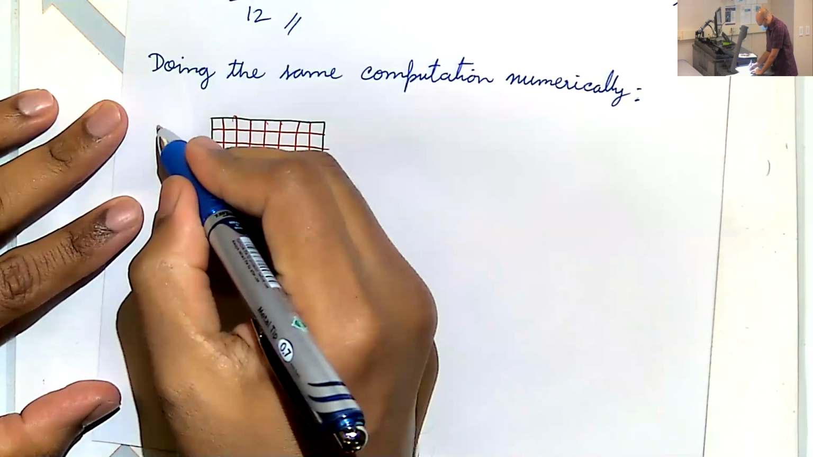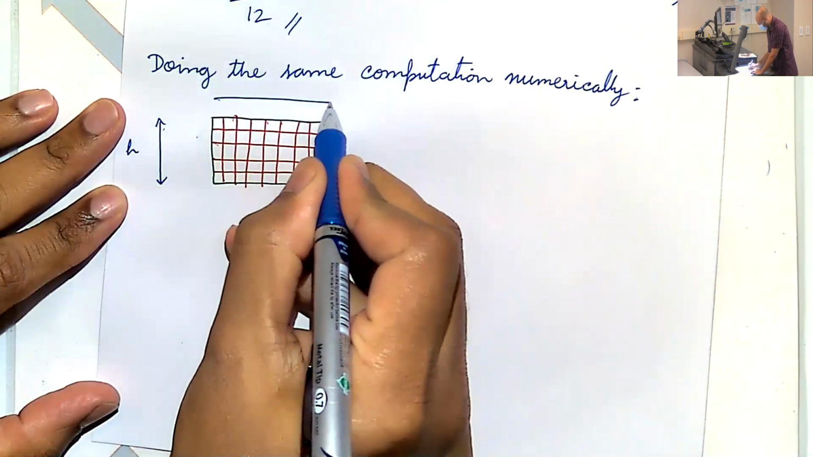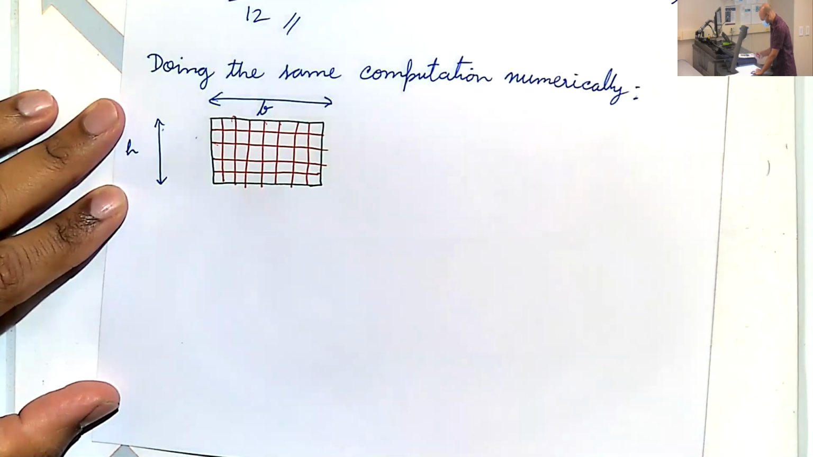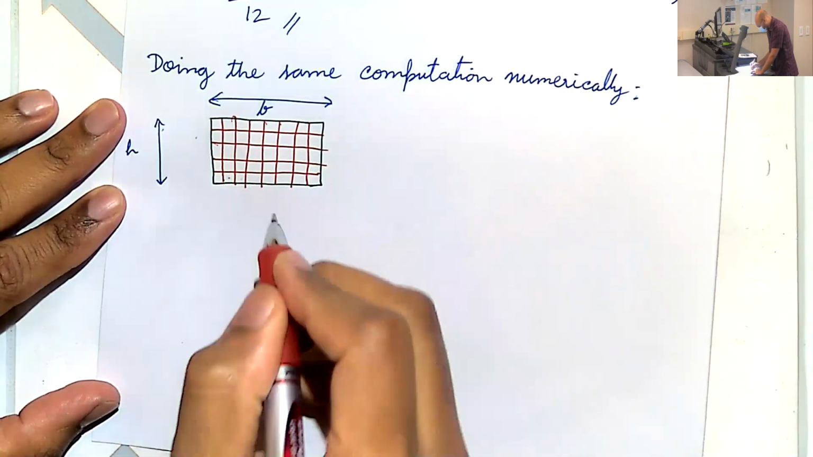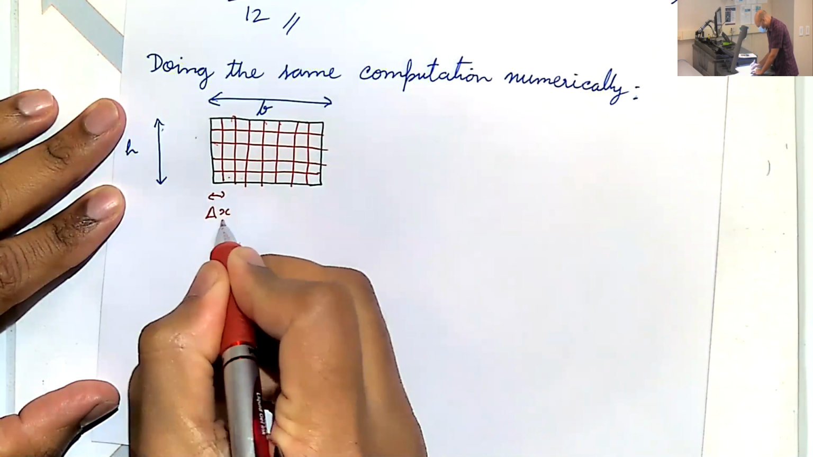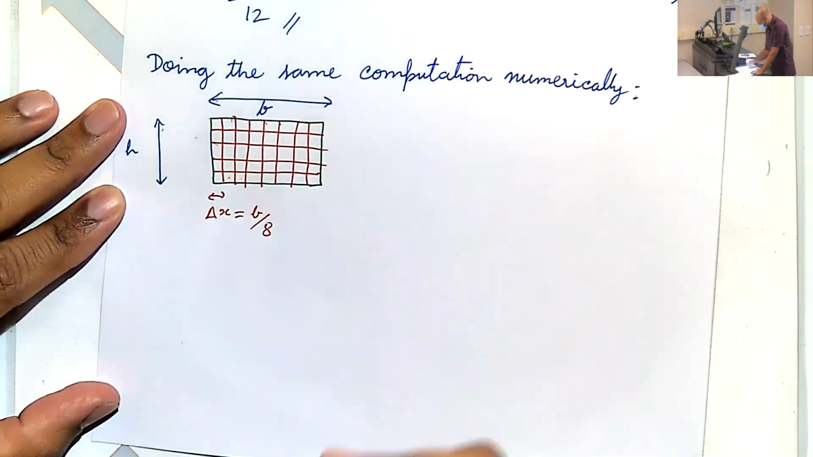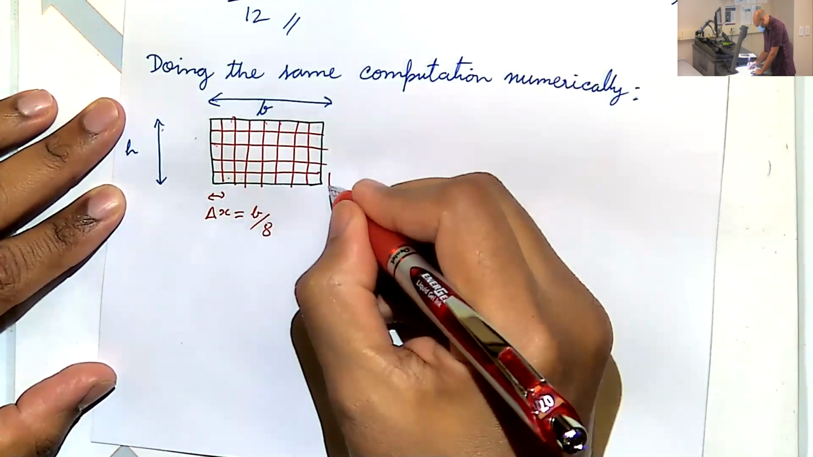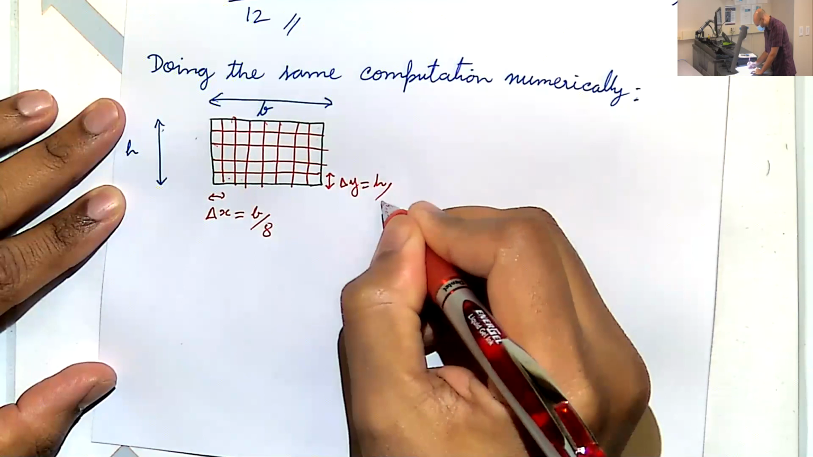And if we say this is h, height, and this is, let's say, the base, then let's look at how many divisions we have made. 1, 2, 3, 4, 5, 6, 7, 8. Let's call this the x-axis on the horizontal. This will be delta x equal b over 8. Same thing we do in the vertical direction, 1, 2, 3, 4, 5. So each of my delta y will be h over 5.